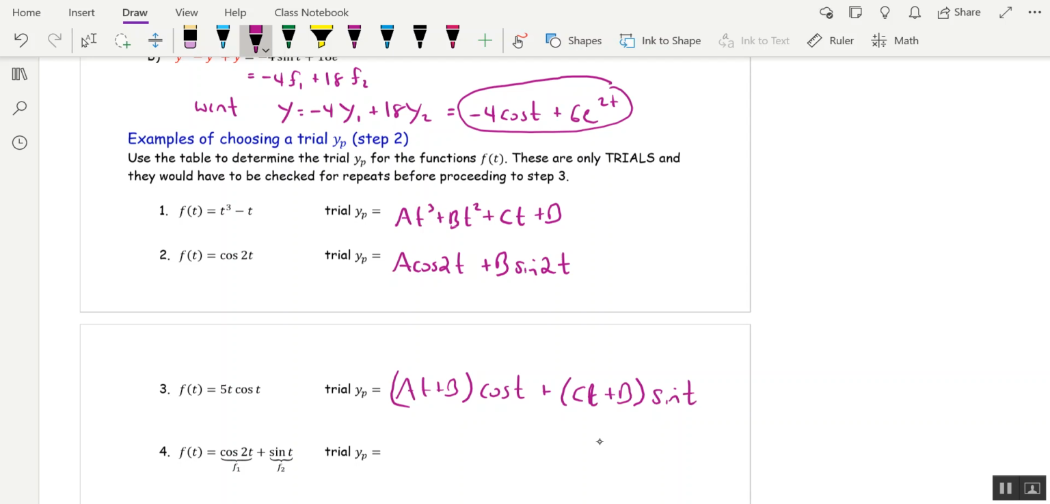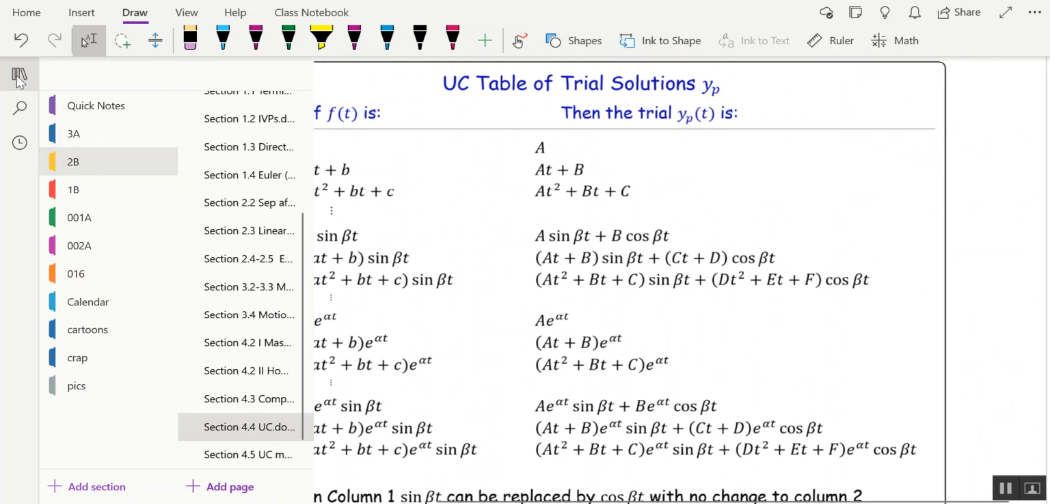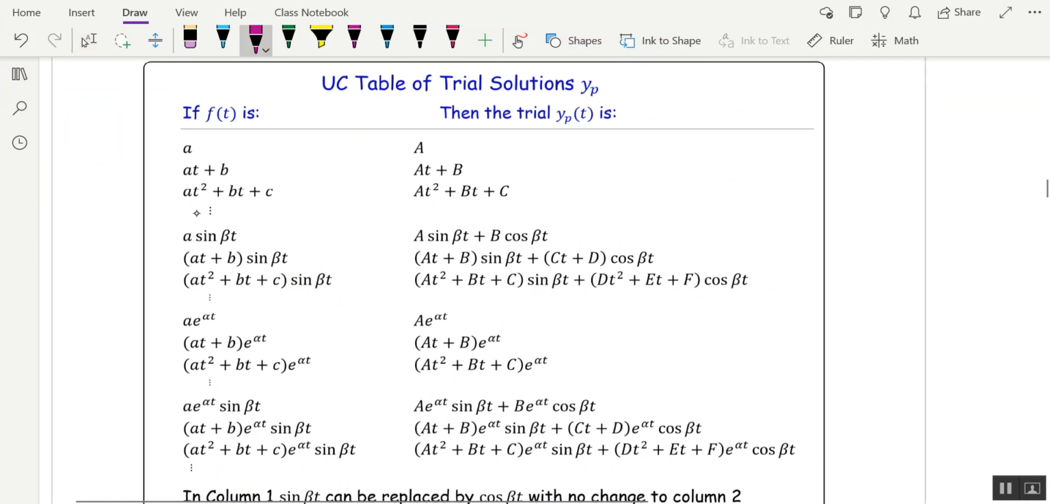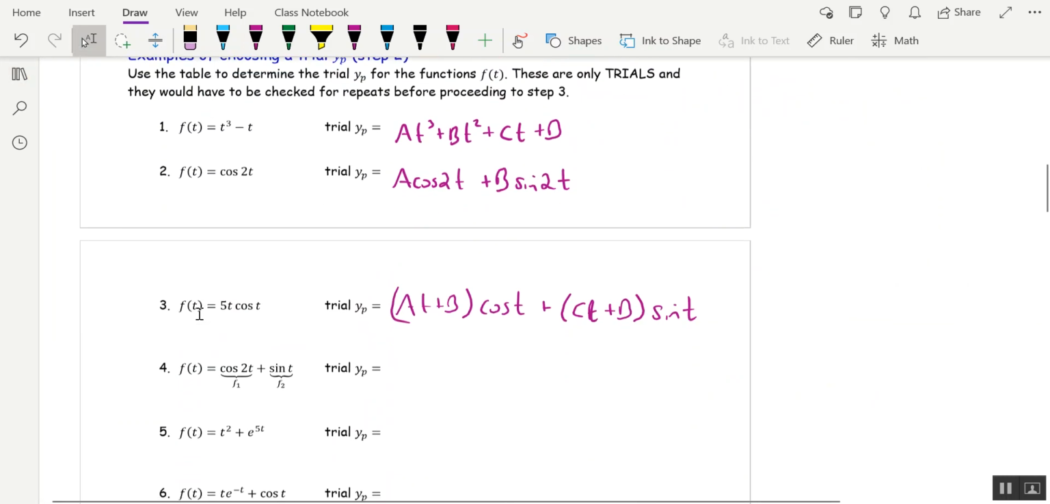So in the table, let me see if I can find my table so I can just remind you the beta there. So let me just go back. Where's our table? Here it is. The beta in our case is 1. So you're not going to ever have a beta in your answer or an alpha. You're going to fill those in for the particular problem. So let me go back to my lecture notes here. In this case, our beta is 1. So I'm not writing cosine beta t sine beta t. I'm writing cos t sine t.